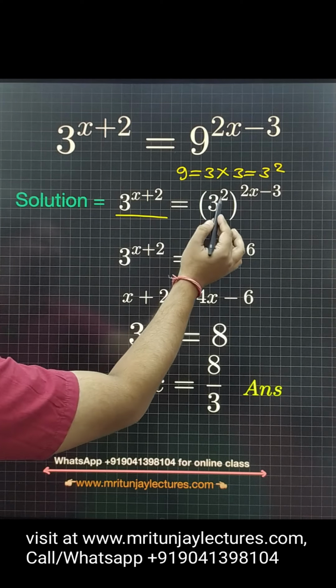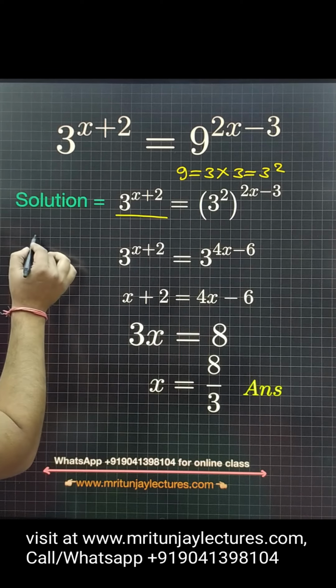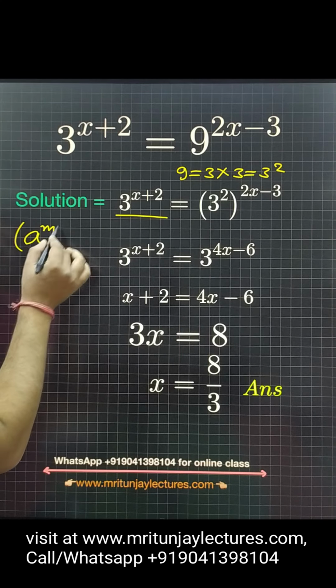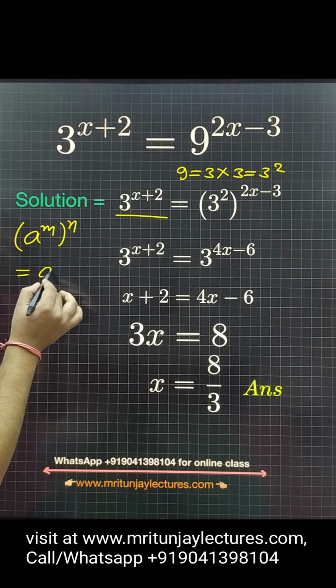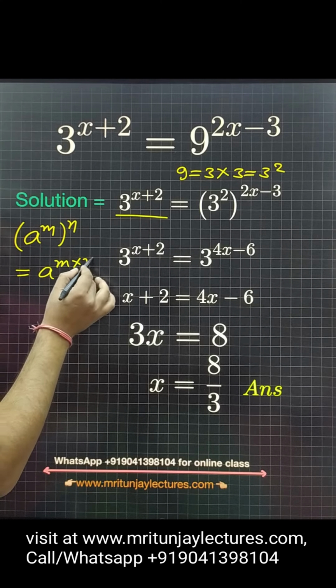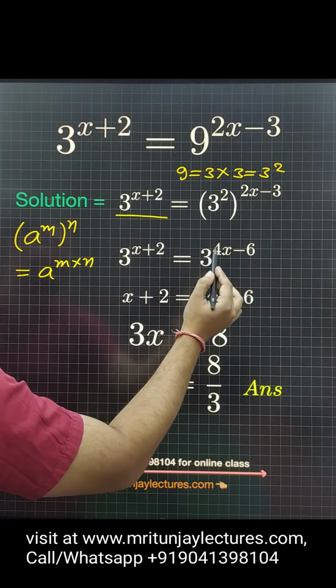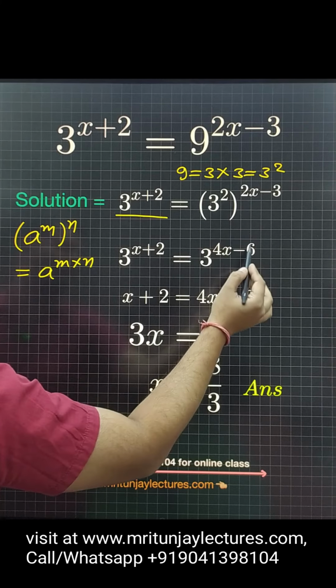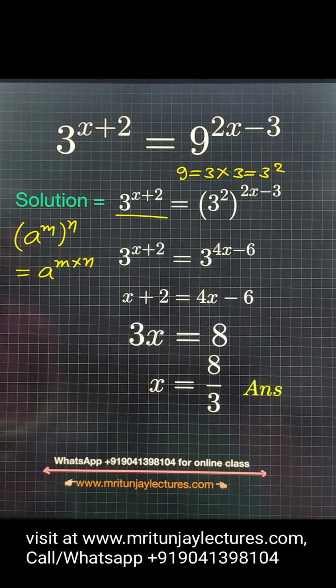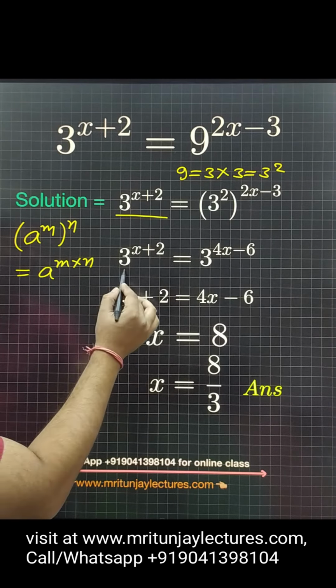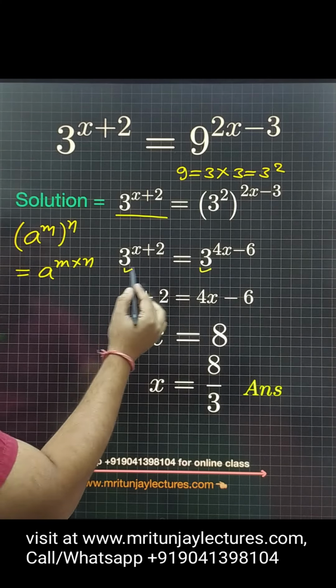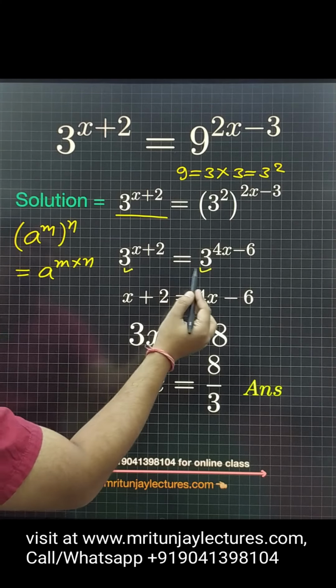After that, multiplication of 2 into the power: here apply (a to the power m) to the power n, that is how much? a to the power m into n. So 2 into 2x, that is 4x, and 2 into 3, that is how much? 6. Okay. After that, the bases are the same.